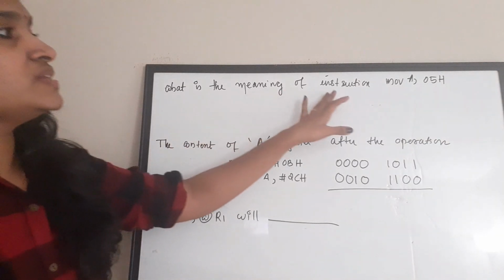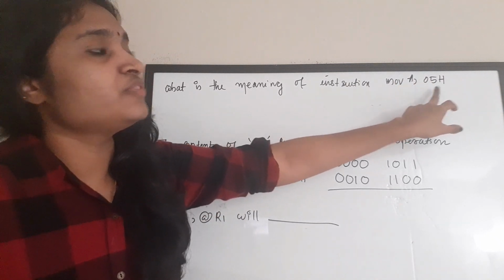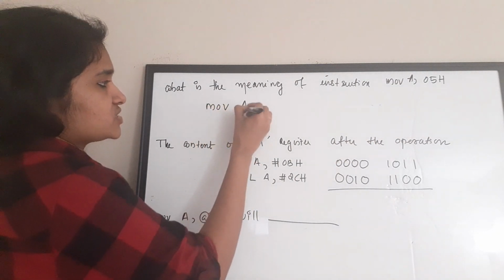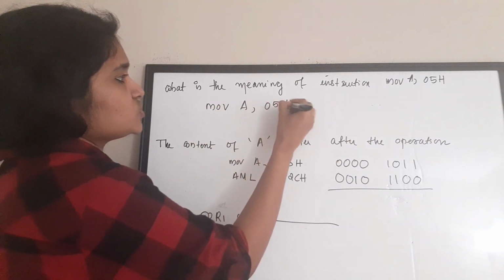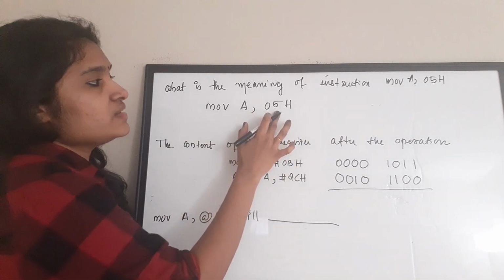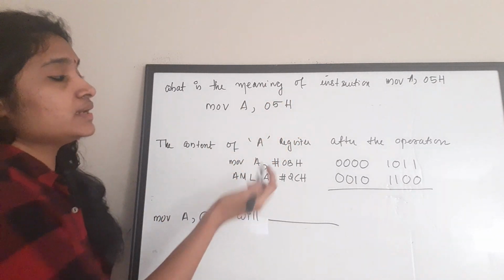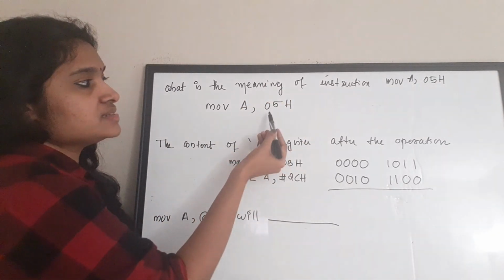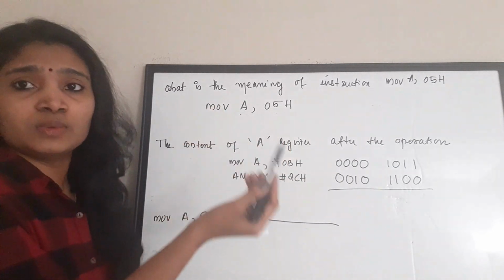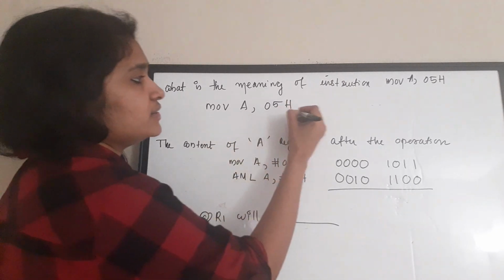What is the meaning of the instruction MOV A, 05H? Okay, I'll write the instruction once again. What is the meaning of this instruction? Here 05H, whether it is data or an address, you have to figure out. This is actually an address, and the content at this address is stored to the accumulator. A is the accumulator register. So 05 is actually an address.